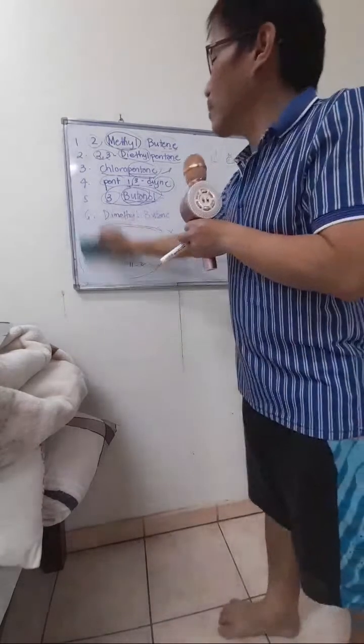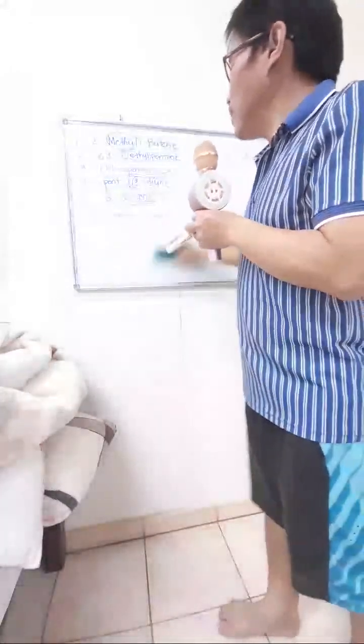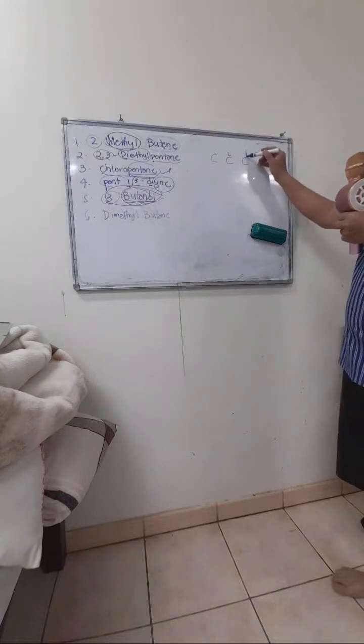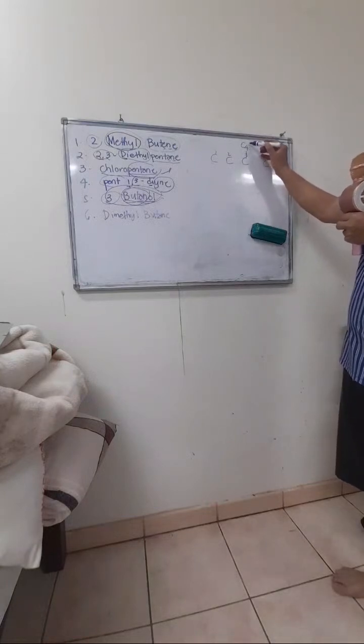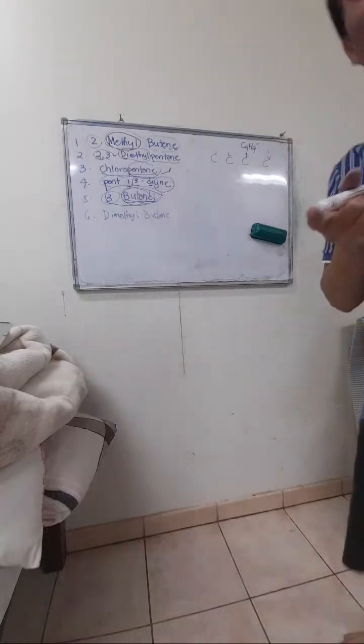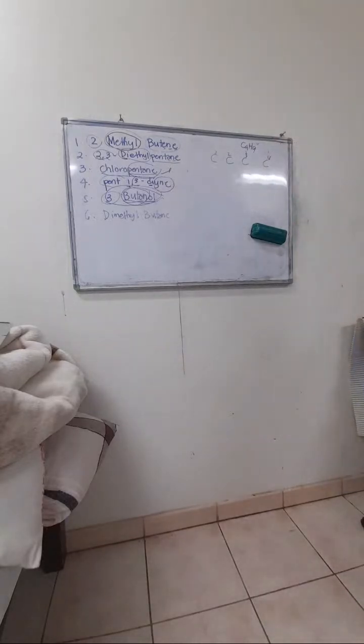Okay, so number 5, 3-butanol. So, in here you have C4H9 because minus 1. Okay? It's going to be like that. So, butanol minus 1. The hydrogen will be deducted by 1 because hydrogen will react, not the carbon.